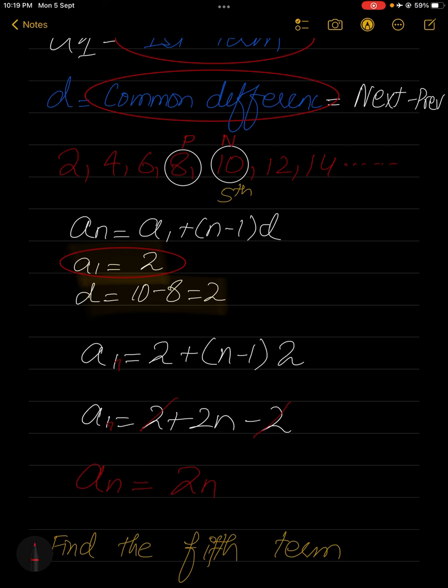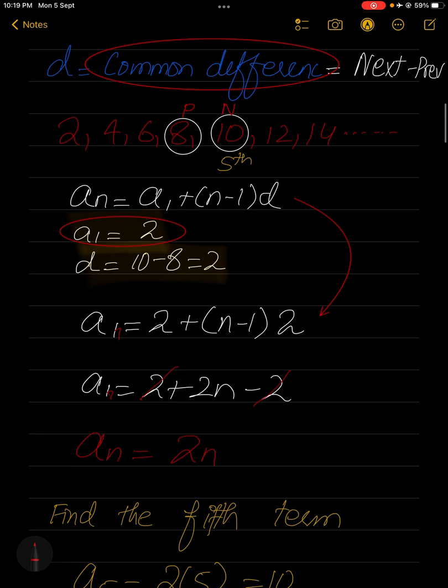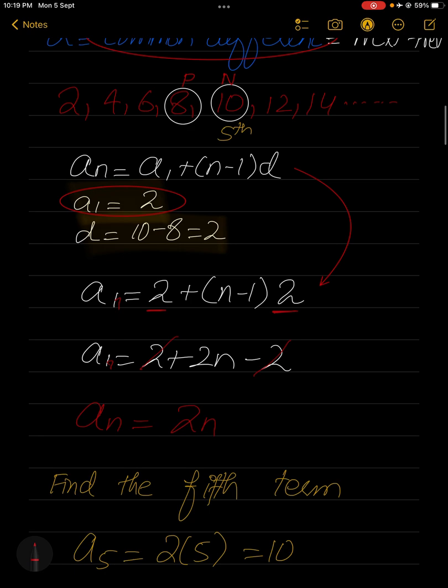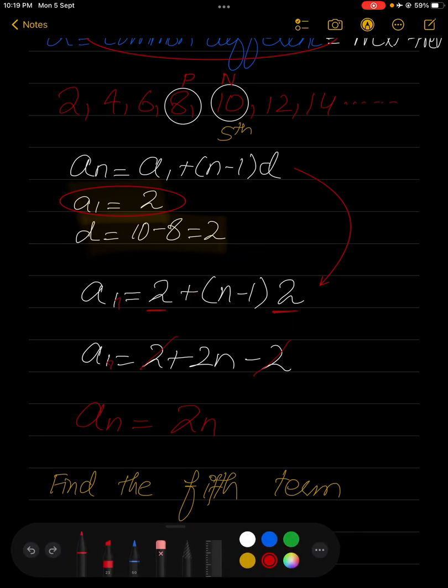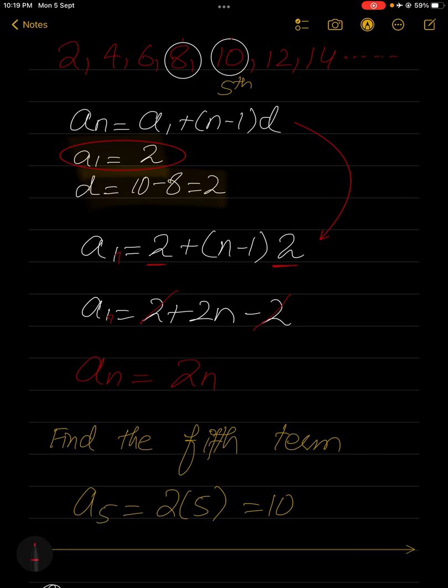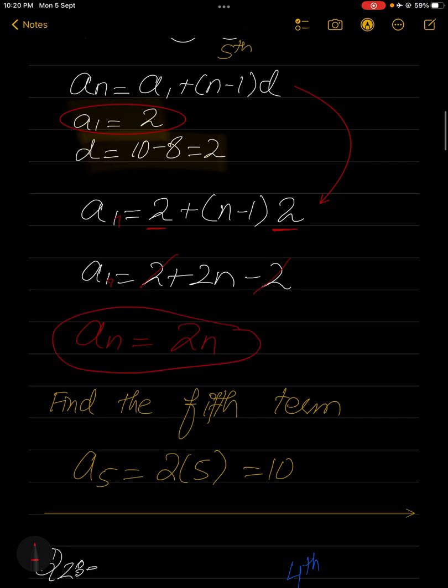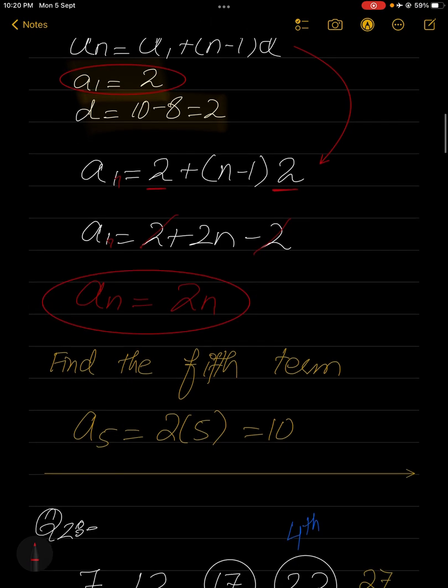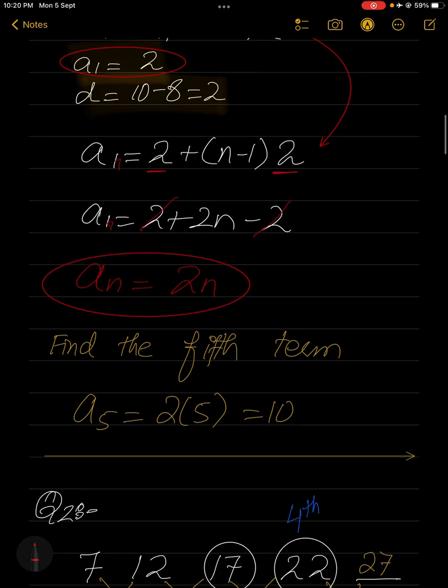We have to put the values into this formula like that. You can see that I wrote 2 in place of a1 and 2 in place of d. This part is multiplication, so I have to multiply 2 with the bracket. So 2 and minus 2, I can cancel out easily, plus 2 and minus 2. I got the answer for the arithmetic sequence: an equals 2n. Find the fifth term. That can be part of the question as well: a5 equals 2 times 5, that equals 10.